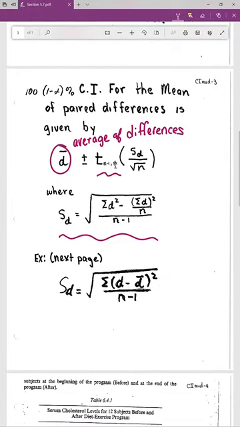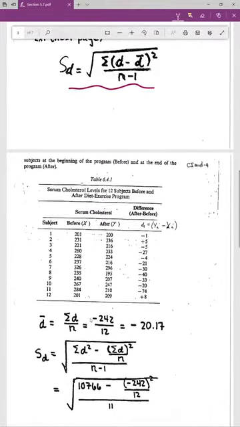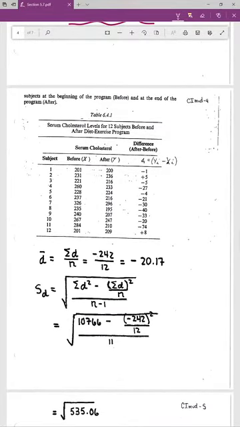So for the standard deviation of our differences, that would be equivalent to the square root of the summation of d squared minus the summation of d, squared, divided by n, all divided by n minus 1. Or you could also similarly use the square root of the summation of d minus d bar, all squared, divided by n minus 1.